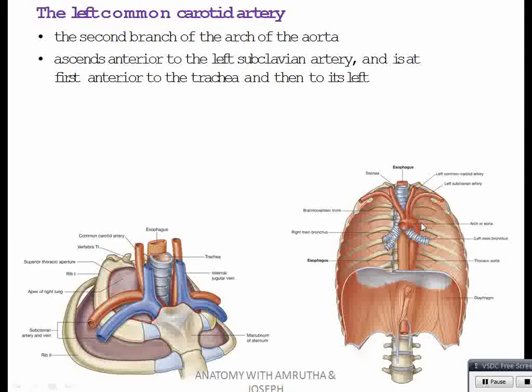Now the next branch is left common carotid artery. Left common carotid artery is a direct branch of arch of aorta. It is the second branch of arch of aorta. Ascends anterior to the left subclavian artery, just anterior to the left subclavian artery, and is at first anterior to the trachea. So initially it lies anterior to the trachea and then to its left. Then immediately it goes to the left side of trachea. So this is left common carotid artery.